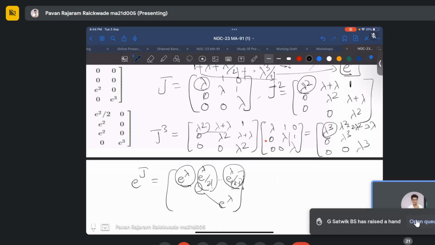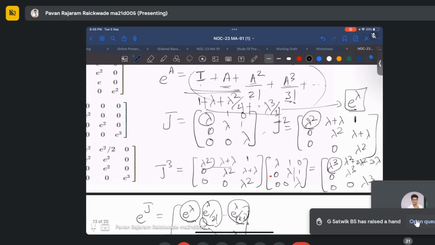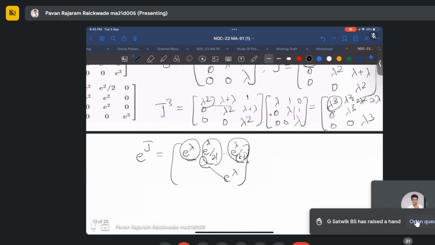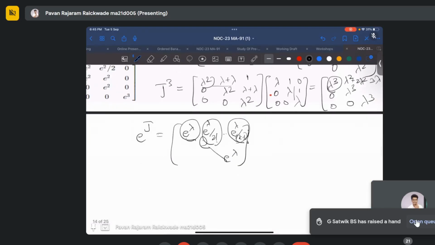Yes, someone raised their hand. Is there any problem? Sir, the second entry is also e raised to lambda. Second entry in the first row? Are you sure? Yes, sir. It is explained by sir and given to us in the formula and also in the notes. Oh, that's cool. Just give me a minute, I'm looking for it.